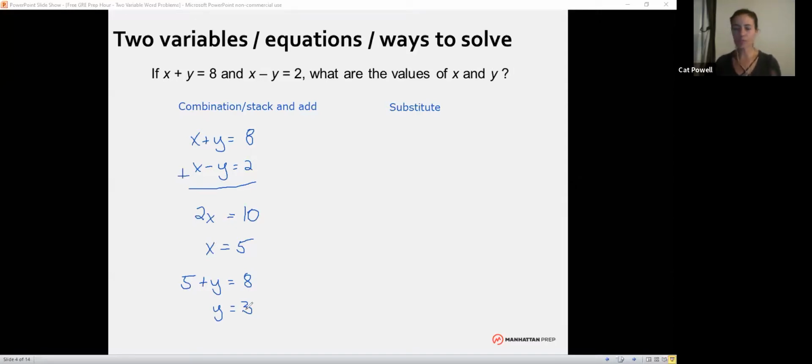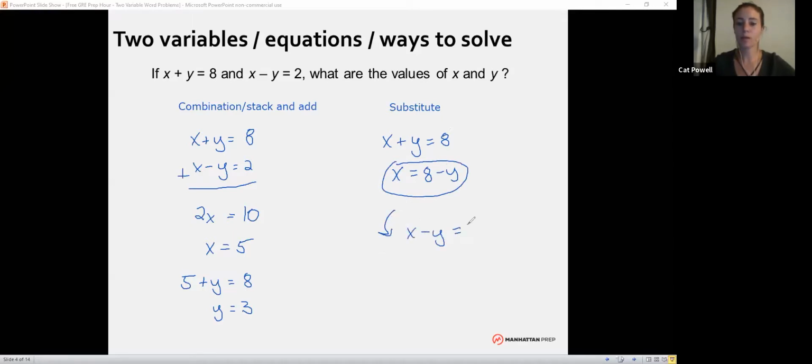Substitution, very similar, same goal, trying to get one equation, one variable. What I'm going to do here is solve one of my equations to isolate a variable. So I'm going to say, okay, what is x in terms of y? It's 8 minus y. Now I can plug this into my other equation, x minus y equals 2. So instead of x, I'd put 8 minus y, minus y, equals 2. I get 8 minus 2y equals 2. I'm going to move the 2y over, move the 2 over, so I get 6 equals 2y, and I get the same result, y equals 3. Just a different way of doing it.